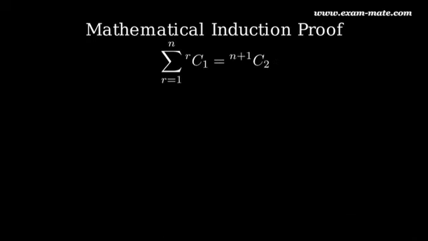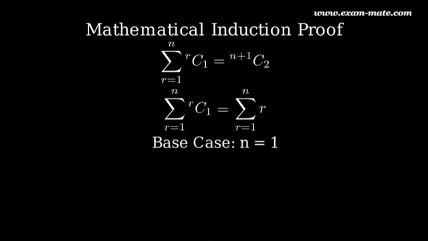Let's prove using mathematical induction that the sum of r choose 1 from r equals 1 to n is equal to n plus 1 choose 2. First, let's understand what this means. On the left side, we're summing r choose 1 from r equals 1 to n. Note that r choose 1 is just equal to r itself.